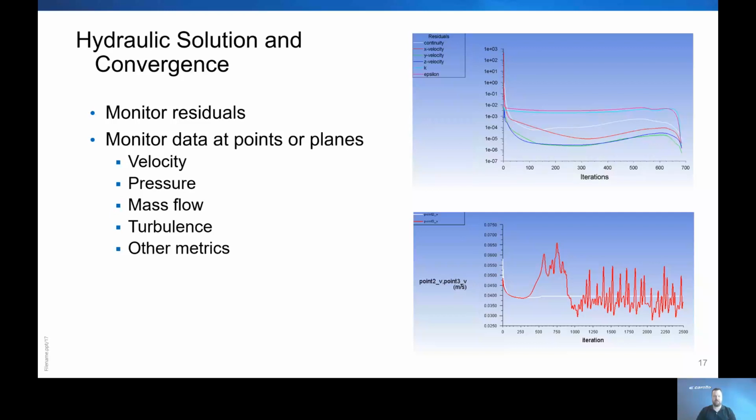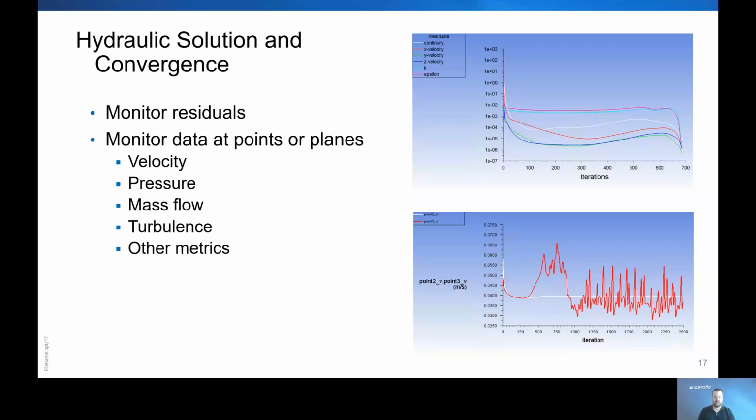There's also parameters of interest that should be monitored to establish whether or not the solutions converge. So you can monitor data at specific points within the domain where things might be going on, or monitor conditions out a plane. You might be interested in the velocity, pressure, mass flow through an area, turbulence, or other metrics. So the image on the lower right would show point velocity monitoring.